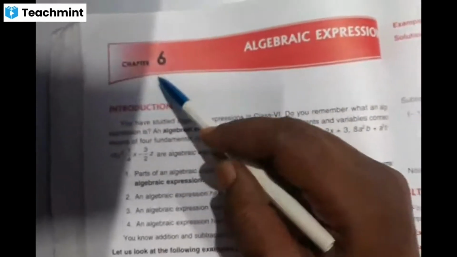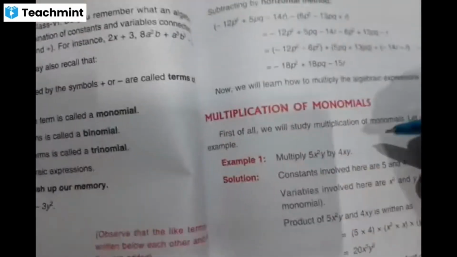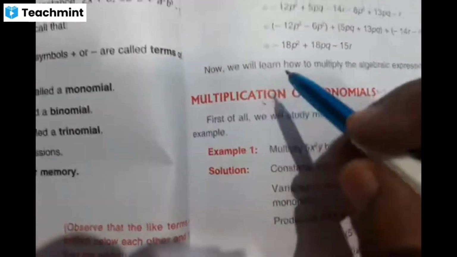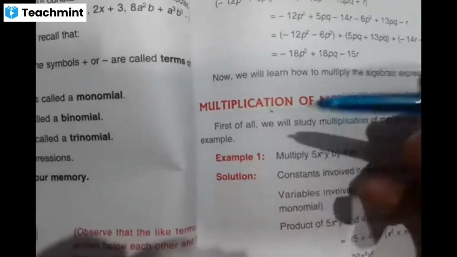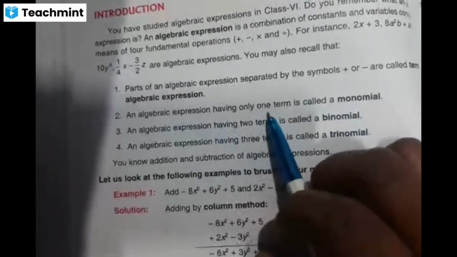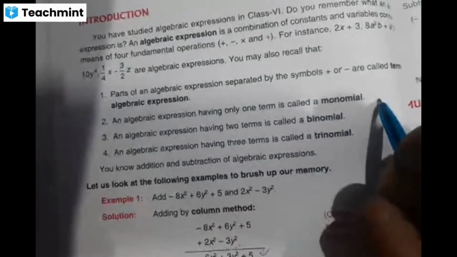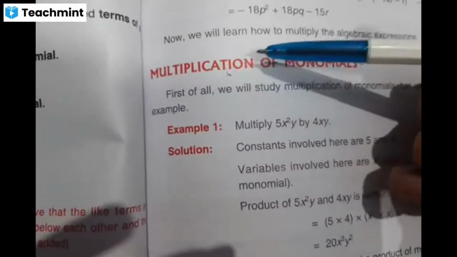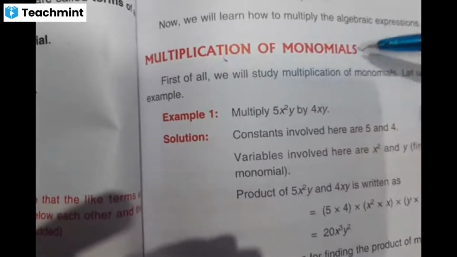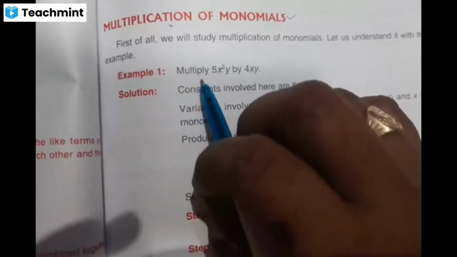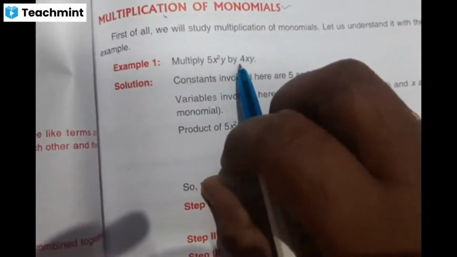Children, here in this class 7, chapter 6, under algebraic expressions, we are going to understand the multiplication of different algebraic expressions. As I have told you, if an algebraic expression has one term, it is called a monomial. So today in this class, let us discuss more about multiplication of monomials. Here we have one example. Multiply 5x square y by 4xy.